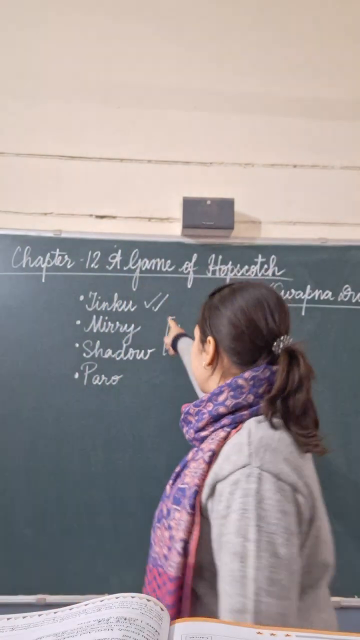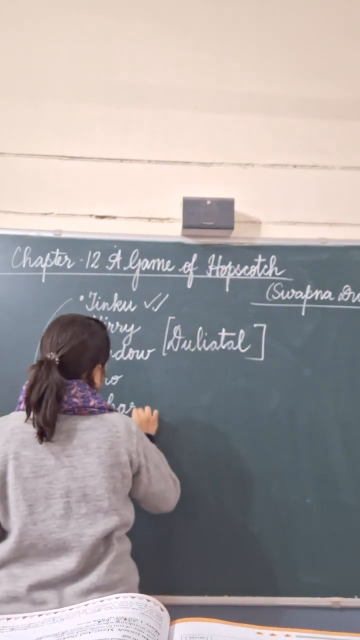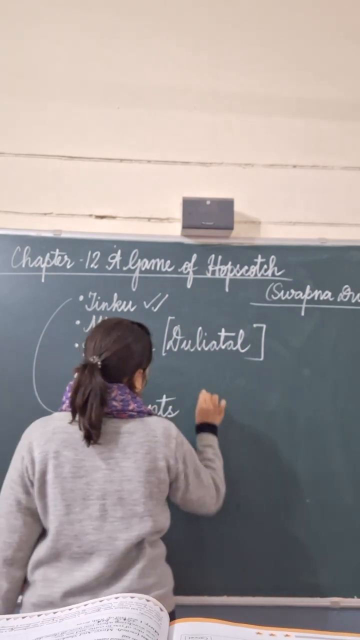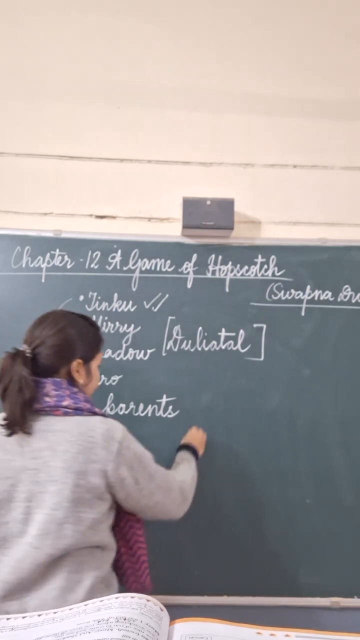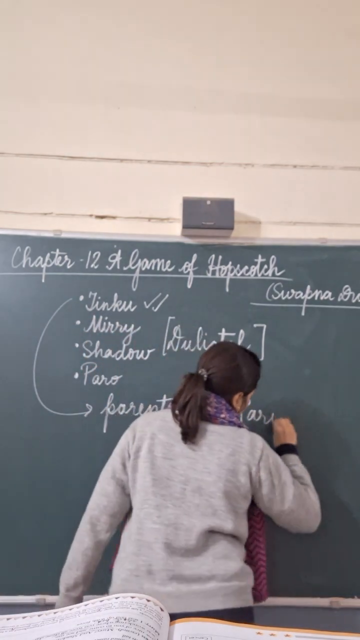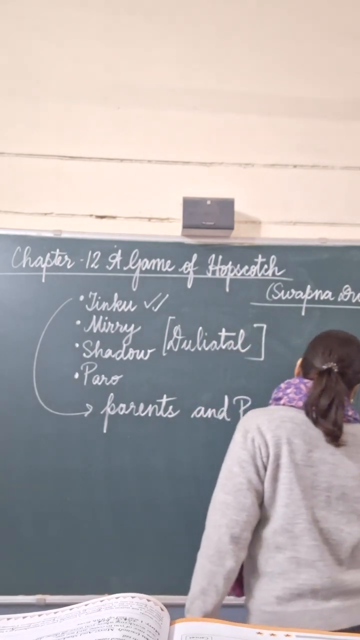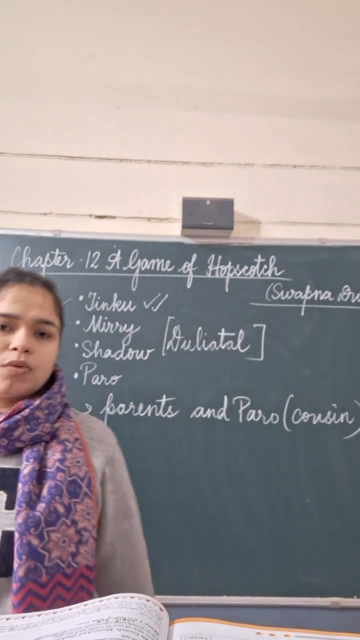Fine. And with whom does she live? So Tinku lives with her parents, and her cousin Paro. Paro is her cousin. So Tinku lives with her parents and her cousin Paro.